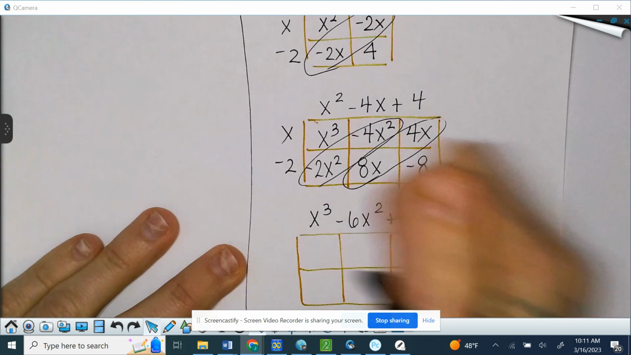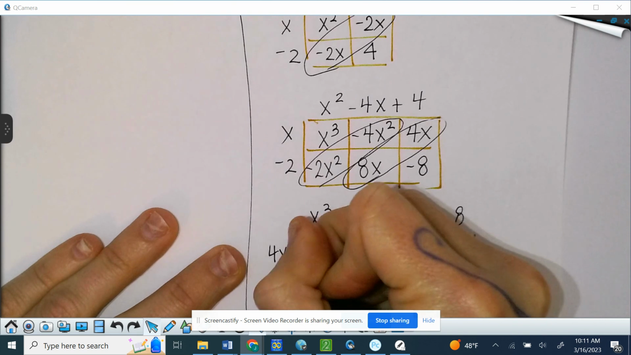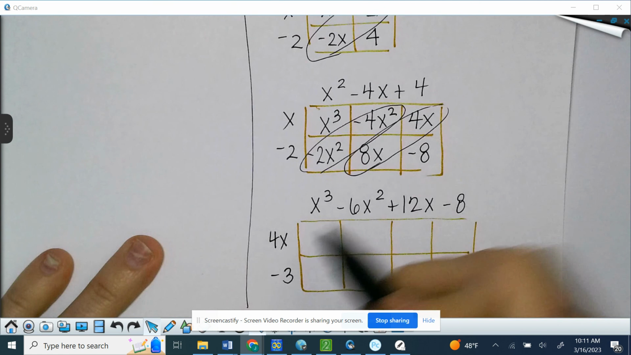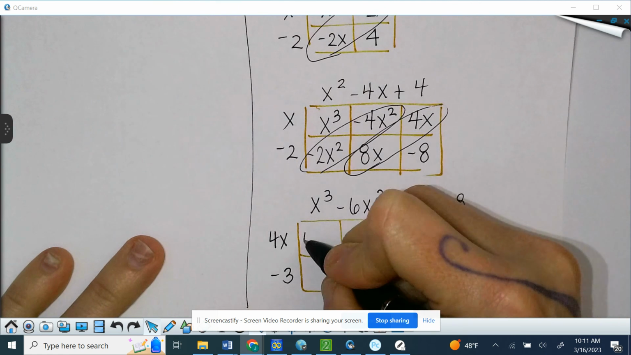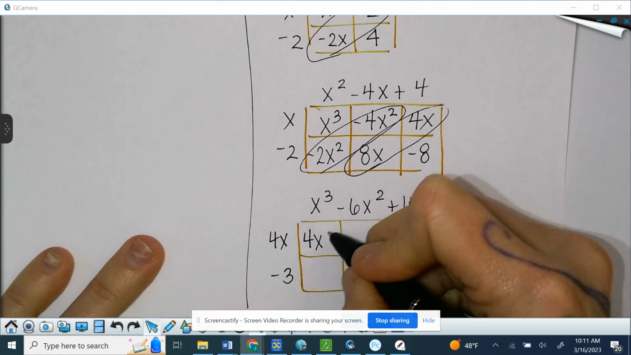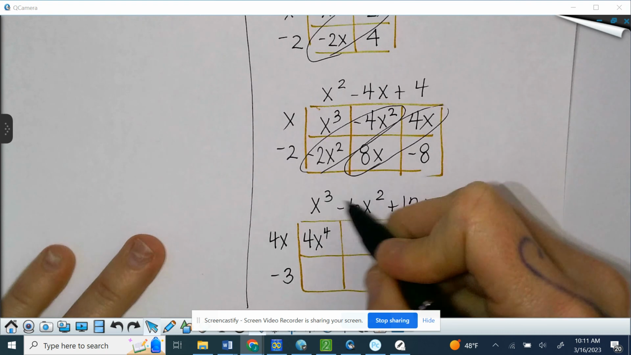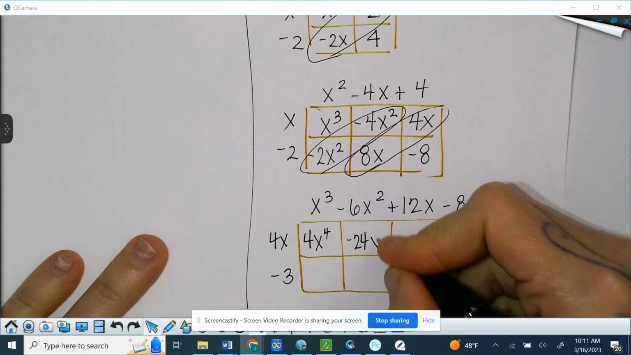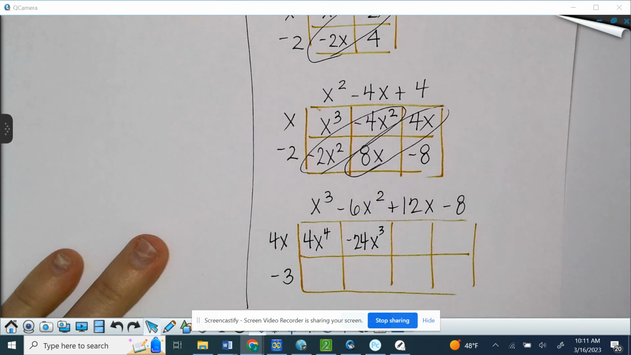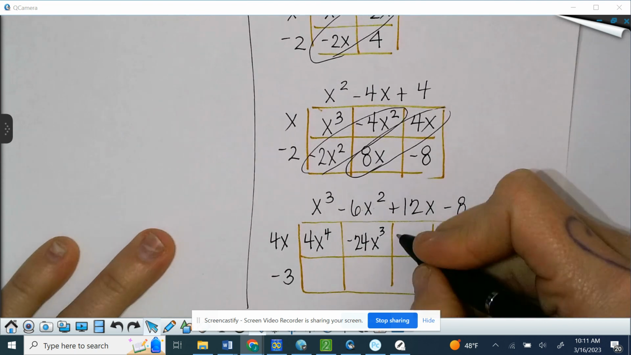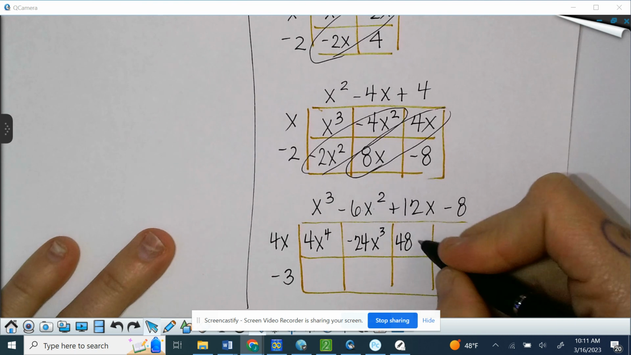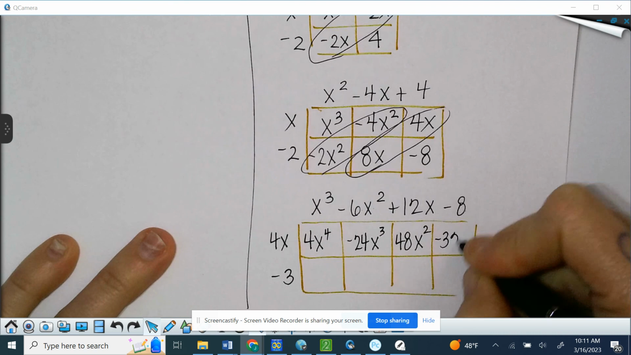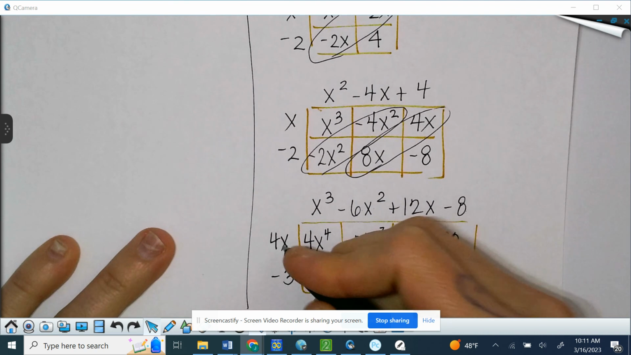So I have 4x minus 3 is my other factor in my list when we made them. So we're going to distribute the 4x through all the way across the top. So that's going to be 4x. There's 3 and 1, so that's going to the fourth. Negative 6 times 4 is going to be a negative 24. I have x squared times x, which is going to give me x to the third power. So I just added an x. 12 times 4 is going to give me 48. X times x gives me x squared. Negative 8 times 4 is going to give me a negative 32. There's not an x up there, but there is an x out here, so I have an x.